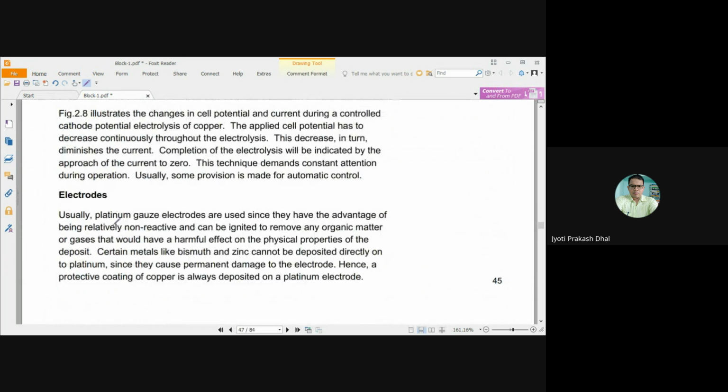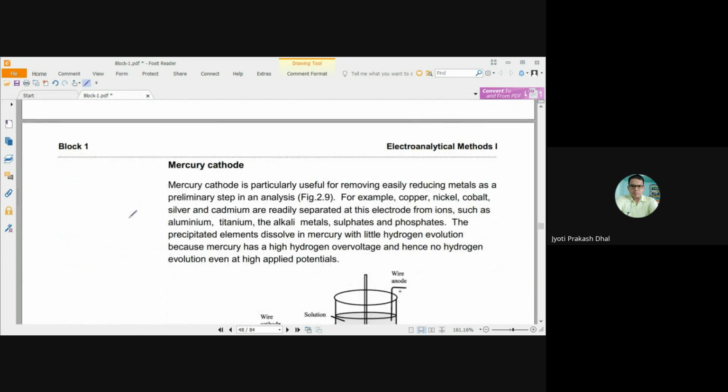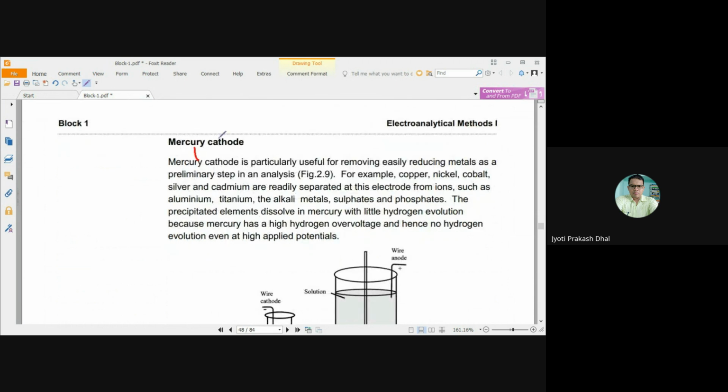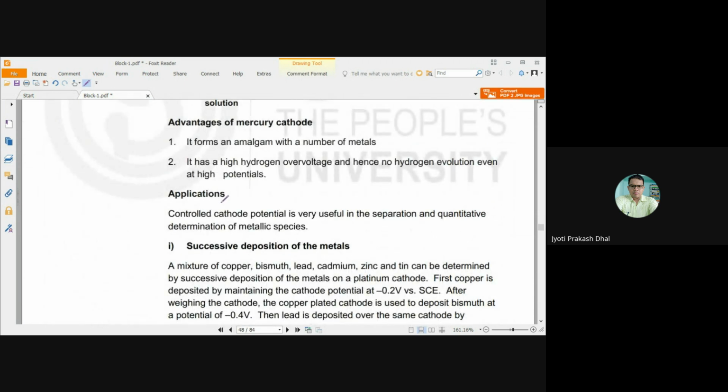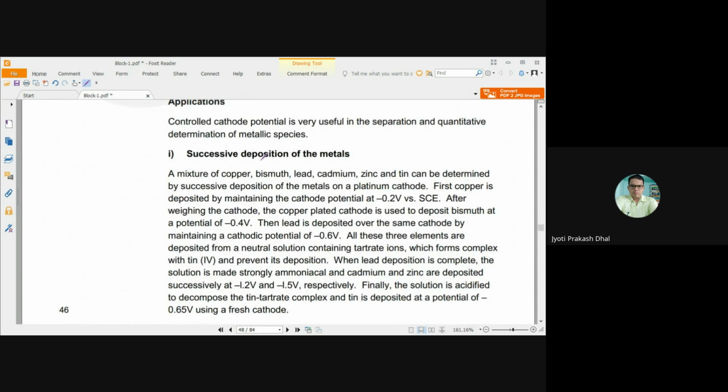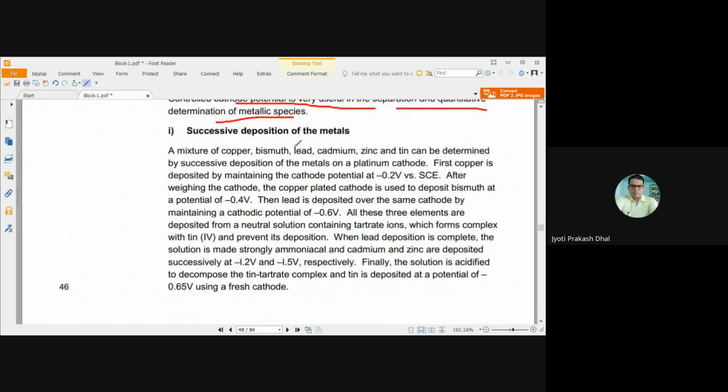So these are the different electrodes. Here you can use a mercury electrode also. Now coming to the applications. The controlled cathode potential is very useful for separation and quantitative determination of different metallic ionic species present in the solution. First one, the successive deposition of the metals.